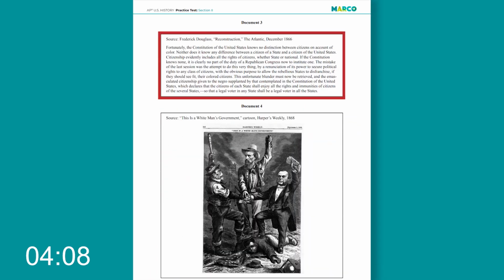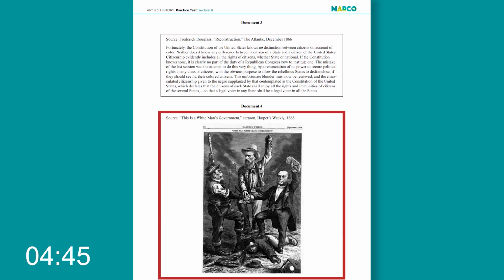Source 3, Frederick Douglass, he's familiar. Reconstruction, 1866, so the year later. The author I know, he's an abolitionist. And now I'm just going to read this. Okay. Citizen of the state, citizen of the United States, and so on. I don't understand this. Okay, so I'm going to leave a question mark here. I find document 3 a little confusing, but I don't want to get too bogged down in it, so maybe I'll come back.